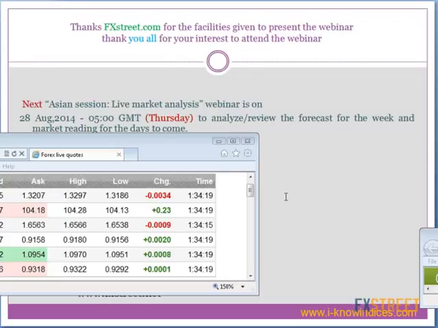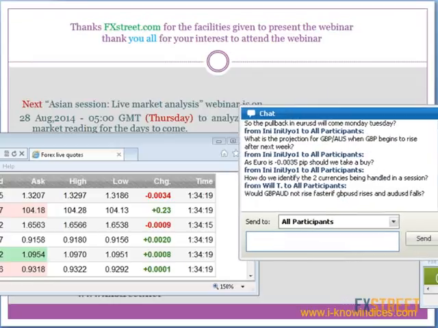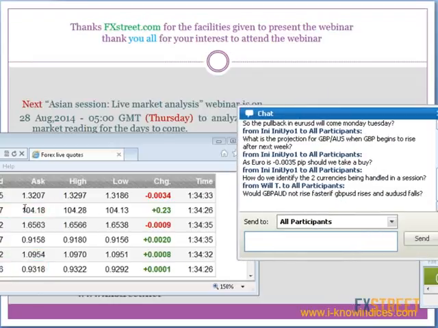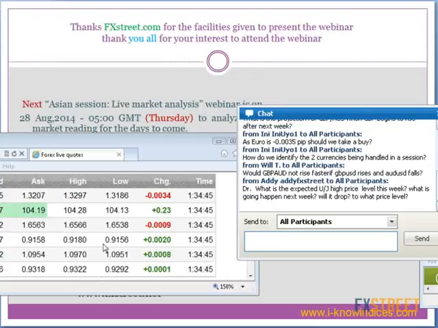Then how do we identify the two currencies being handled in a session? As I explained, the first two currencies having the maximum spread between the high and the low. So here the spread is about 30 pips and here it is about 19 pips. So here again the spread is 24 pips. So you just find out how much the spread is.